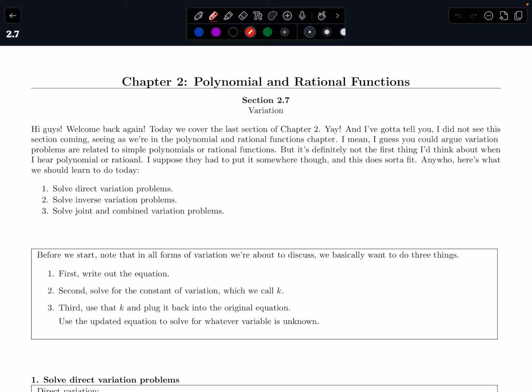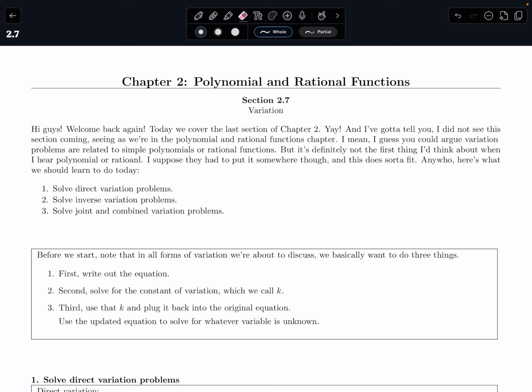And I gotta tell you, when I saw variation, I was like, bro, what are you even doing here in polynomial and rational functions? Variation. But anyways, I guess it doesn't fit anywhere else, so they're putting it here. I will say though, you could argue a variation has a form like y equals kx, which is the basic one. So you could say this is a polynomial in a way. This is a constant, this is an x, so it's a linear function, which is also considered a polynomial. It's kind of a stretch, but whatever.